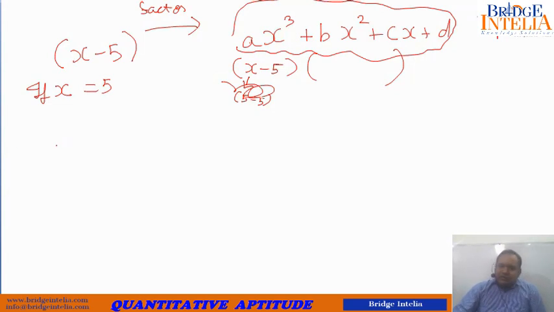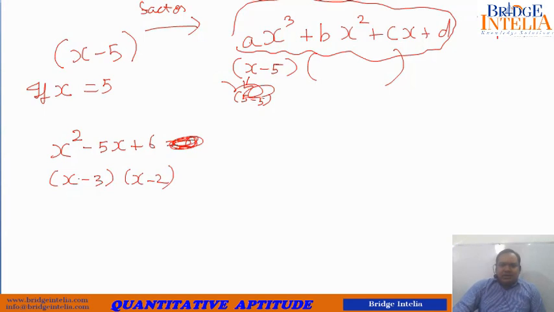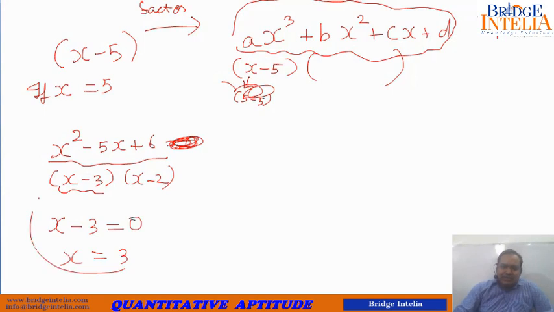Understand why? Let's take an example. Let's suppose that it is given that x square minus 5x plus 6 is equal to 0. If you factorize this, it comes out to be x minus 3 into x minus 2. So if I am saying that x minus 3 is a factor of this expression, then I am trying to say that instead of x, if I put x equal to 3 in this expression, the value of the expression should then become 0. So that is the meaning.